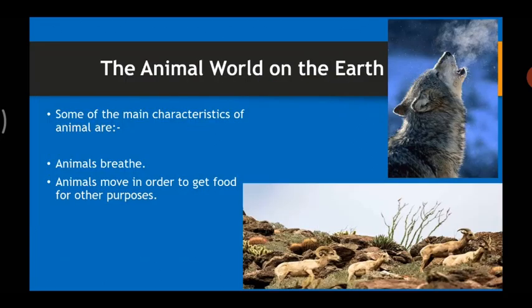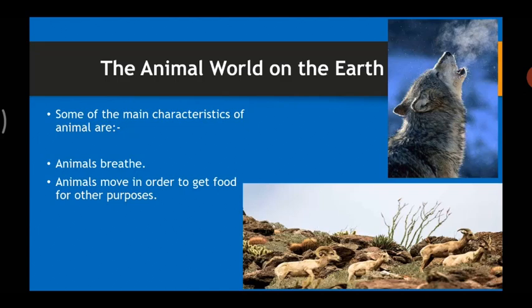Students, some of the main characteristics of animals are given here. Characteristics means features or qualities belonging to that particular thing. The first one is that animals breathe. You can see in the first picture an animal is breathing. As you know, children, every living thing, including animals, breathes.